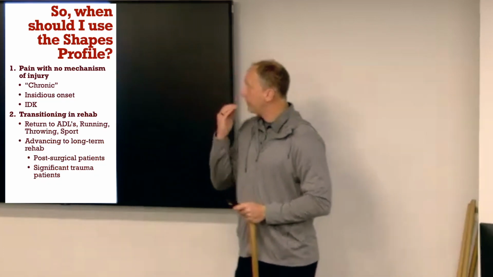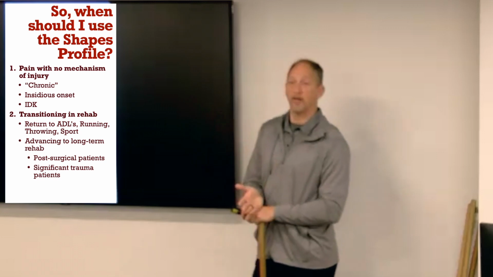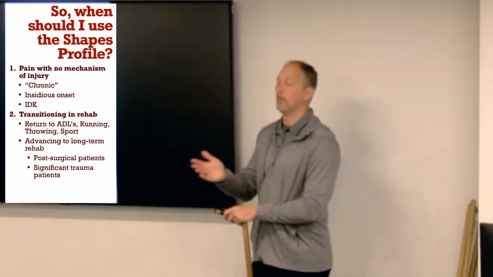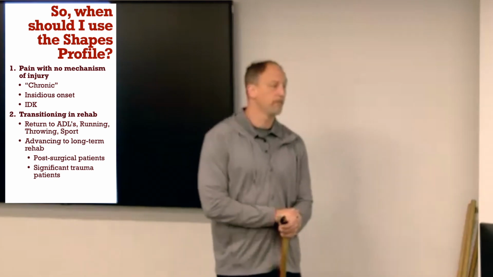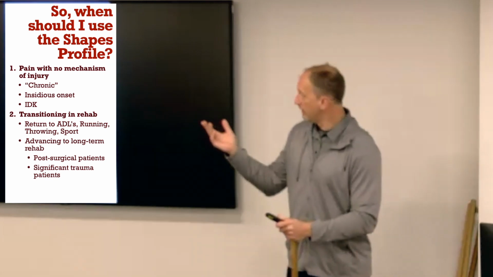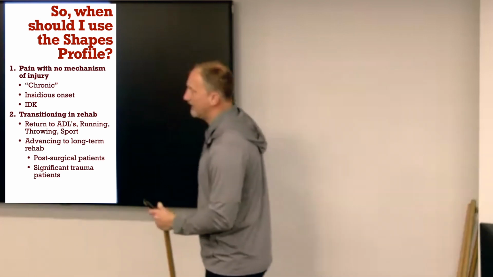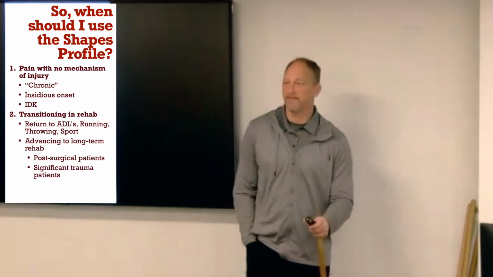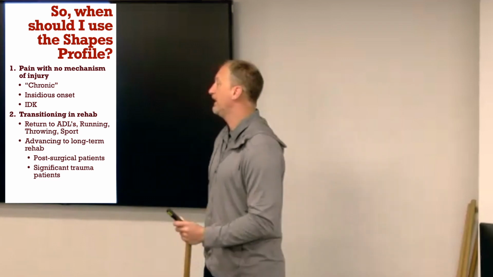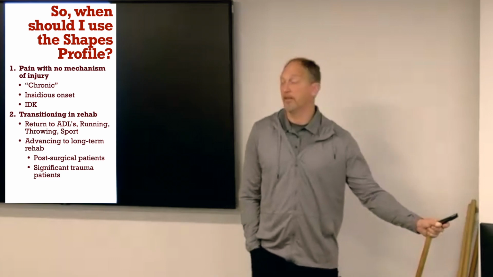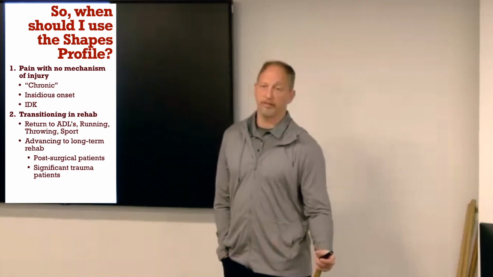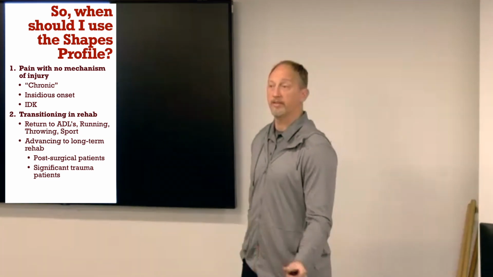When should I use the shapes? First and foremost, on your comp, because that's what we're starting with. We're assuming on the comp that this is a person who's coming in with no mechanism of injury. So they come in and that's that person. My knees have always hurt. I've got bad knees. My hips have always bothered me. My back started bothering me about a month ago. I don't remember what I did. It just has progressively gotten worse, or it's progressively staying the same.